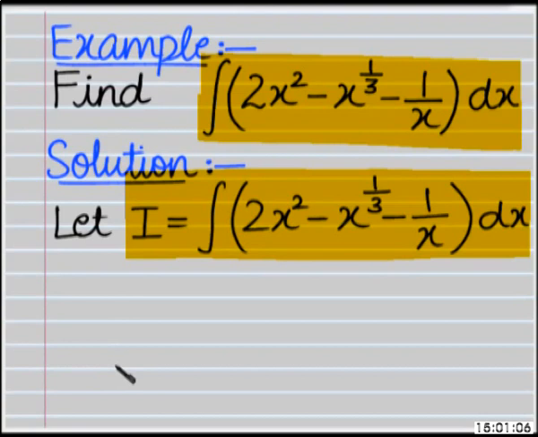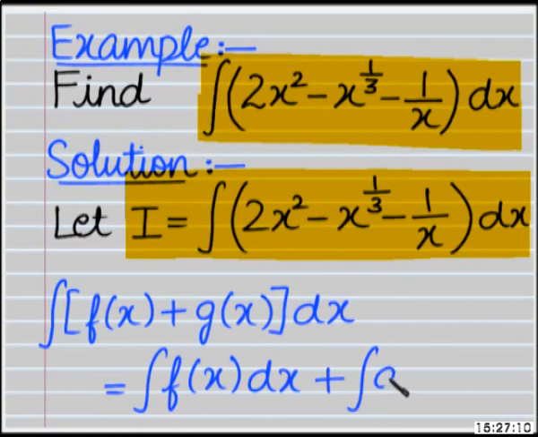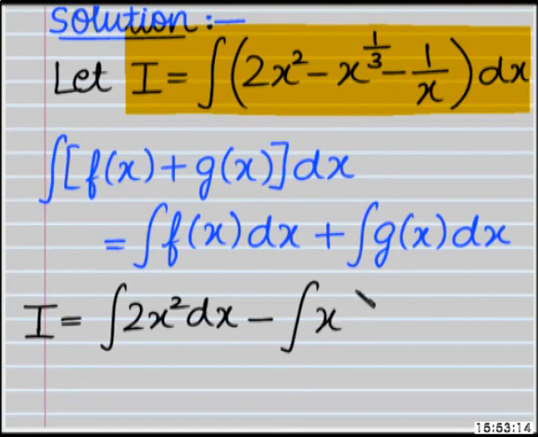Now, by integration of sum property of integrals, as we know that integral of f of x plus g of x with respect to x is equal to integral of f of x with respect to x plus integral of g of x with respect to x. So using the above property here we get I is equal to integral of 2 into x square with respect to x minus integral of x raised to the power 1 upon 3 with respect to x minus integral of 1 upon x with respect to x.